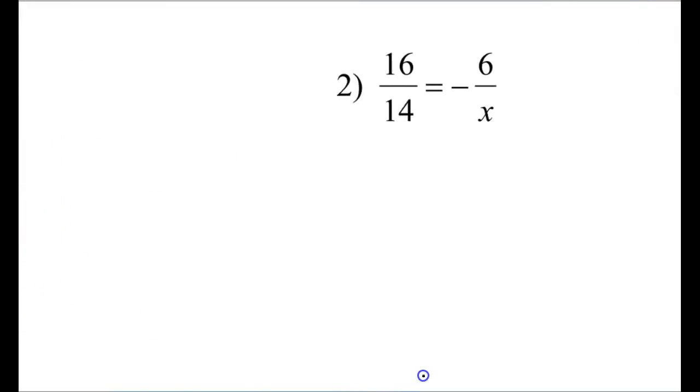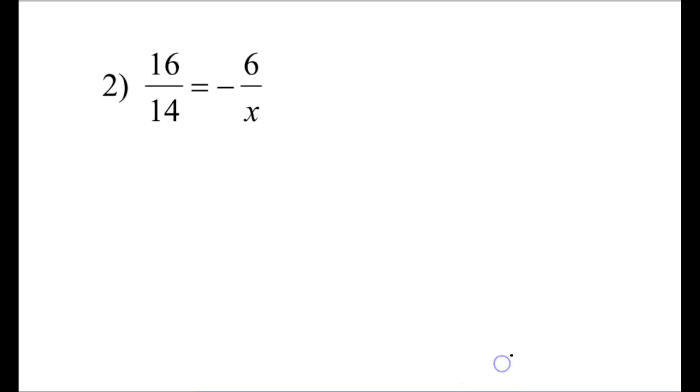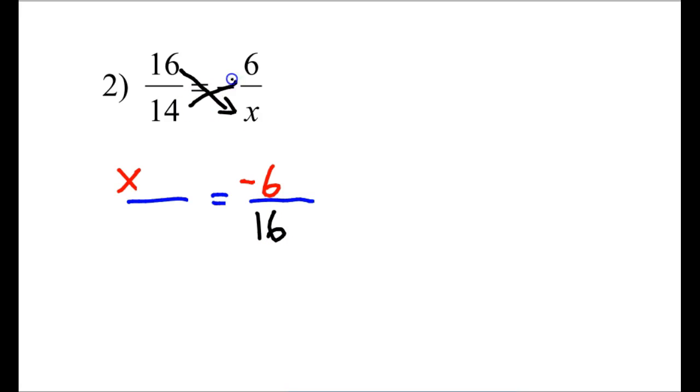What's a good one? Number 2. So we want the variable on top. Again, it's a good idea just to start with here. I'm going to move the variable up here diagonally so it's on the top. So we got x. And technically we're multiplying both sides by x. And the -6 is already on the right-hand side, so that stays. And then I just need to move these two to the other side. And again, we only move diagonally. 16 is going to go to the bottom. And that 14 is going to go to the top.